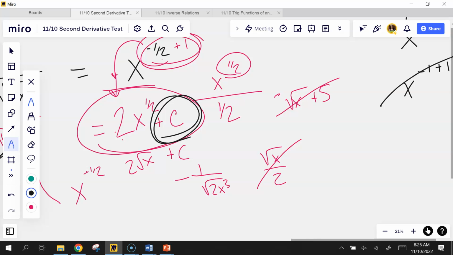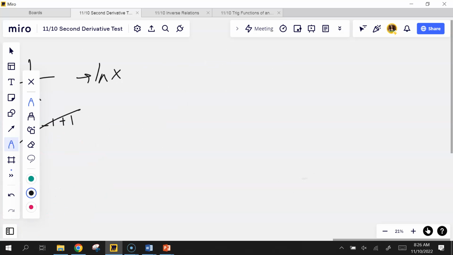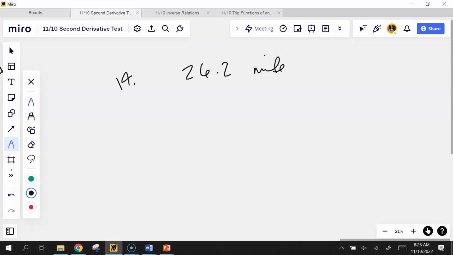What else? Sure. Just one of those. A marathoner ran the 26.2 mile New York City Marathon in 2.2 hours. Show that at least twice the marathoner was running at exactly 11 miles per hour.